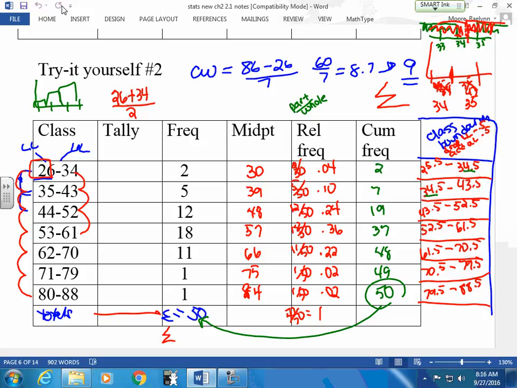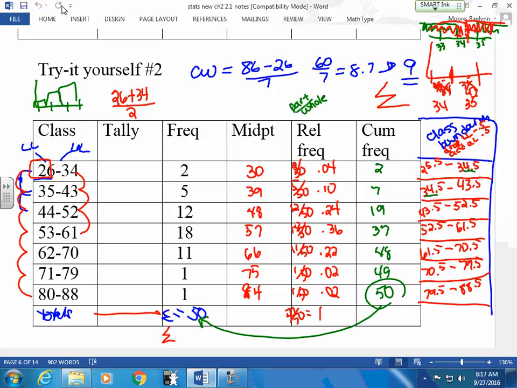Your charts should be complete from our data. All we really have for our data is just the ages of the 50 most powerful women from 2012. That was our data. From that, we set up our classes. We found your class width. We set up our classes. We did our tally. We found our frequency. They have to add up to 50. We did our midpoints. Question, Olivia?